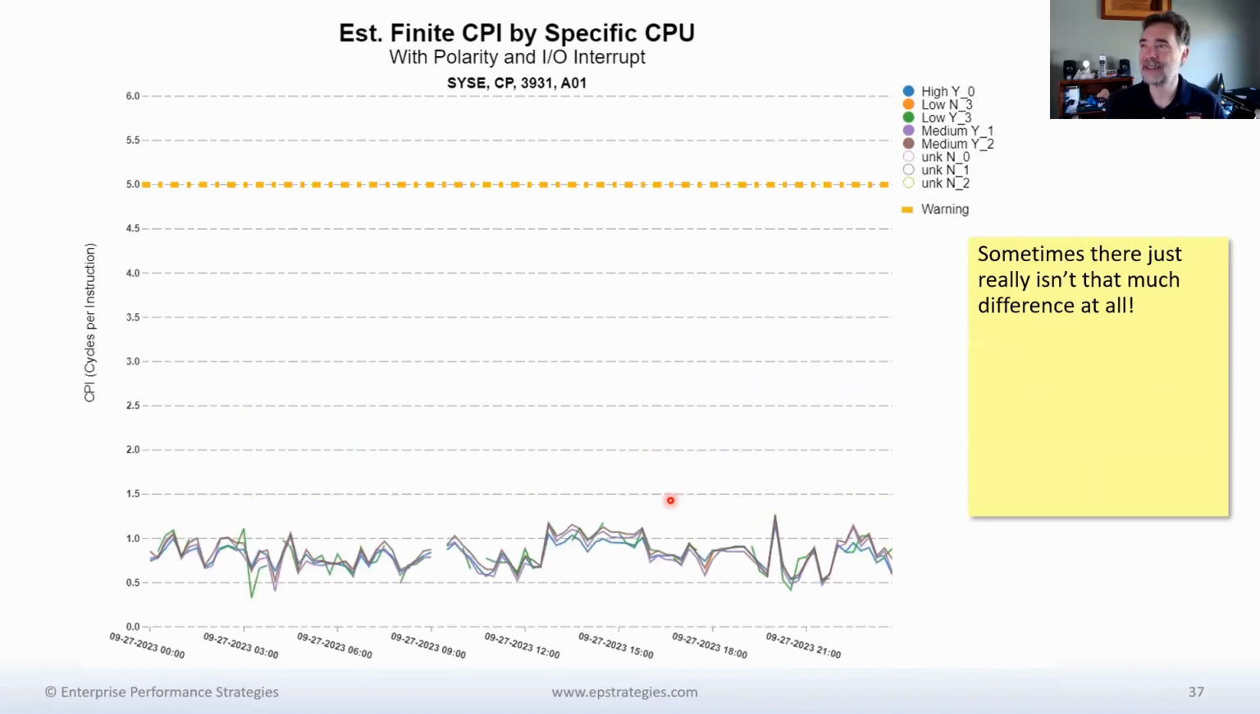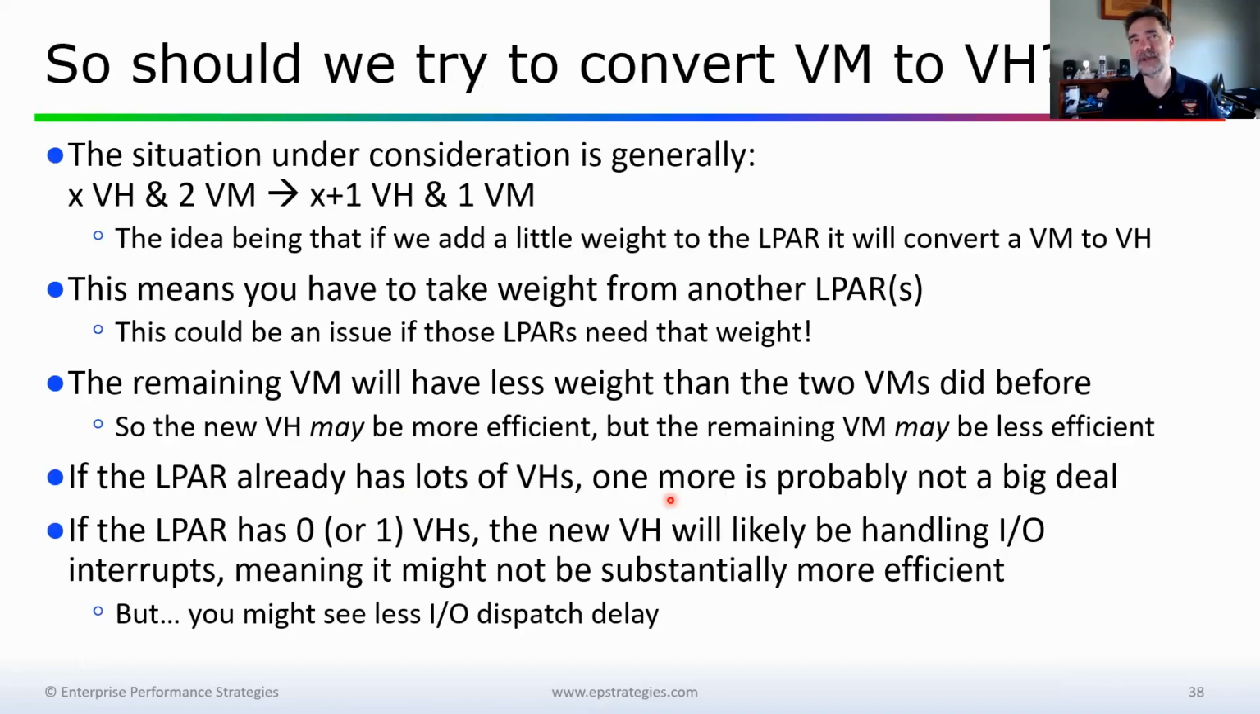So that's interesting. Now, sometimes we get to a situation like this and you look at it and go, there's really no difference here at all. So, you know, we can look at those and there's really not much going on here at all. Now, having said that, should we go through that effort of trying to convert a vertical medium to a vertical high if we're in that situation of, you know, we have two vertical mediums, let's try and get an extra vertical high instead.